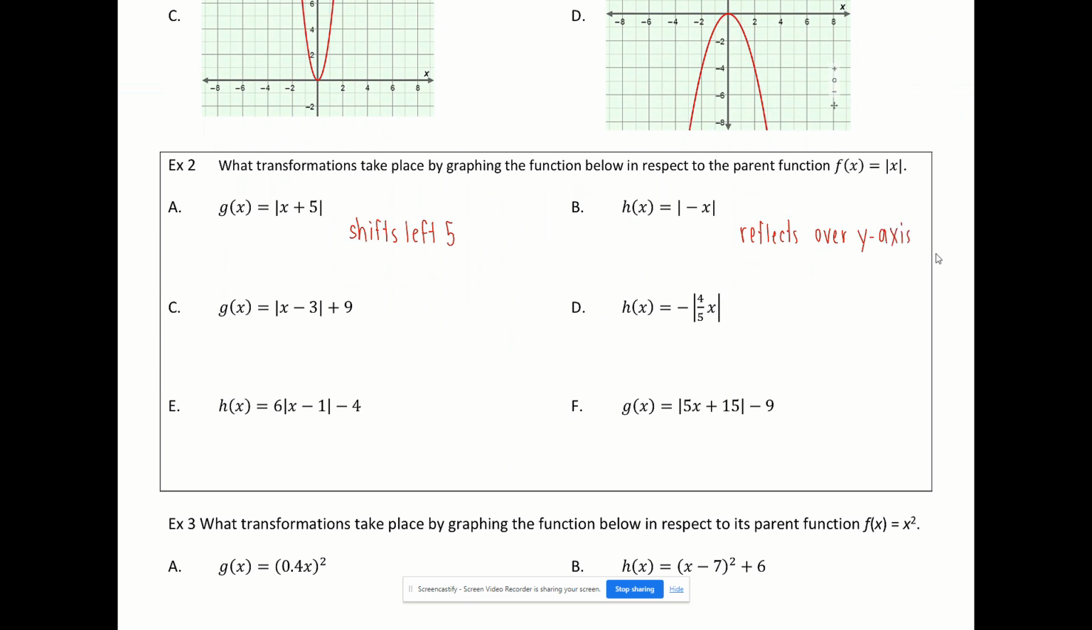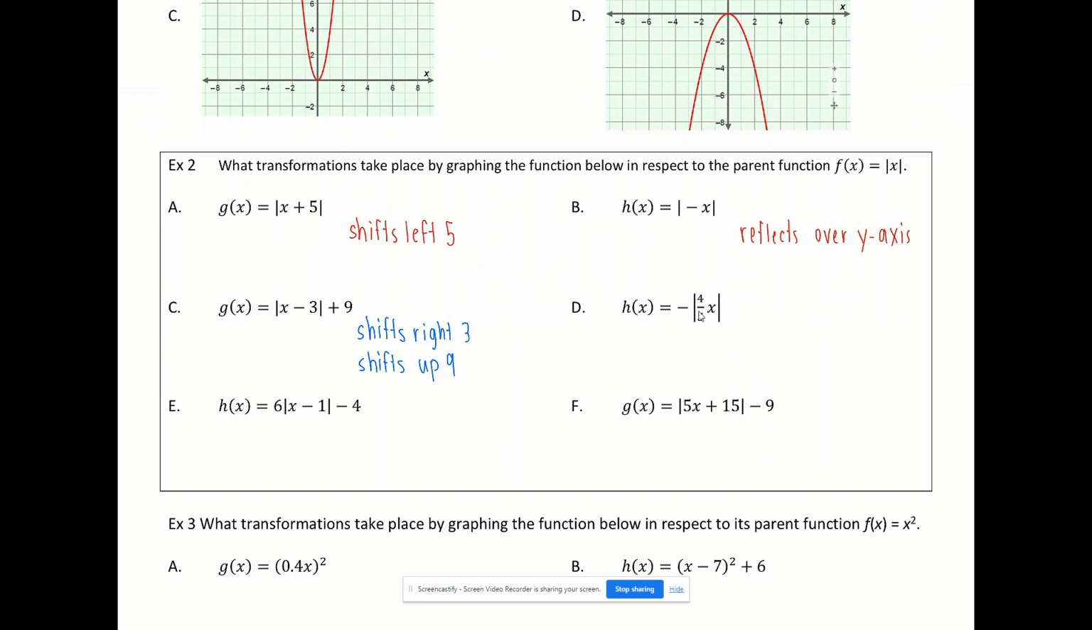Okay, let's keep on cruising along. This one's got a couple of transformations. I'm subtracting 3 inside. That's horizontal shift. It's the opposite, so that's a positive 3 horizontal shift. That means it shifts right 3. And then this plus 9, where's that at? It's outside. It's vertical shift. Remember, vertical shift is what it is. So what's a positive 9 vertical shift? It shifts up 9.